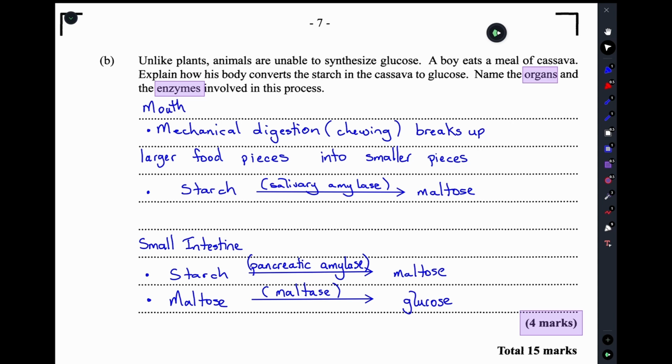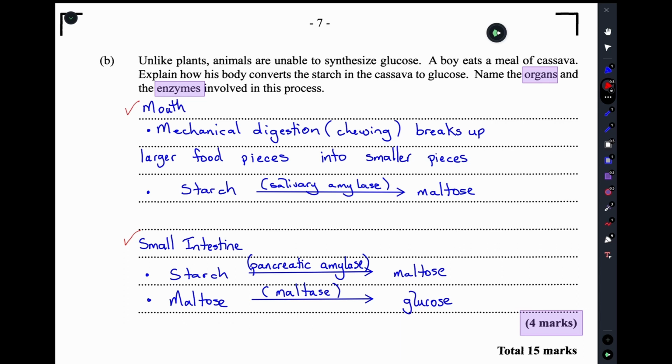So this is roughly what my answer will look like. Notice I segmented my answer into the 2 regions, mouth and small intestine. So I have named the organs involved. That will give me 2 of the 4 marks. As for the enzymes involved, the breakdown of starch begins in the mouth via the action of salivary amylase, which will convert the polymer starch into the disaccharide maltose.